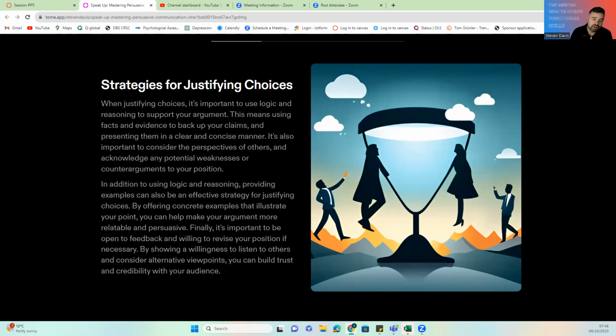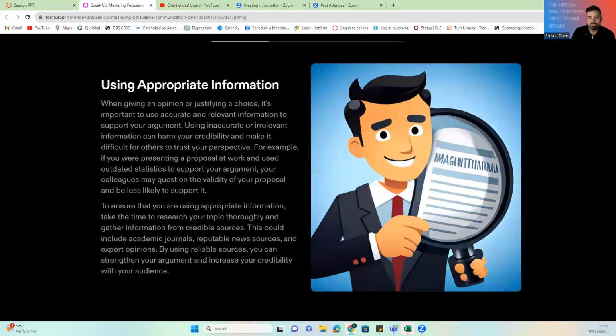Finally, it's important to be open to feedback and willing to revise your position if necessary. By showing a willingness to listen to others and consider alternative viewpoints, you can build trust and credibility with your audience. So, using appropriate information: when giving your opinion or justifying a choice, it's important to use accurate and relevant information to support your argument.